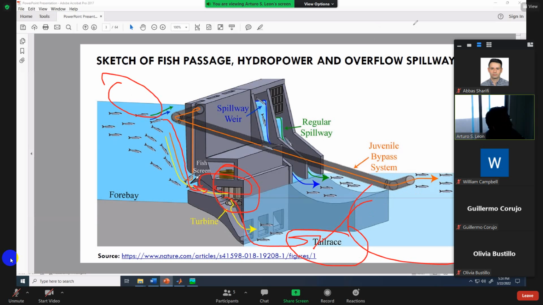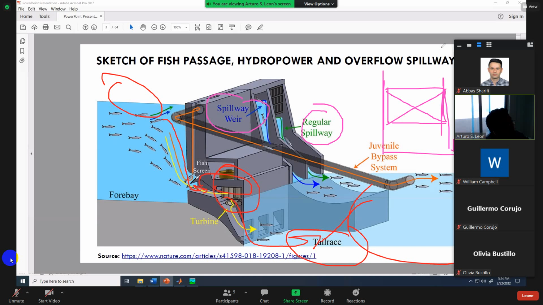So when we talk about spillways, we have two types of spillways. One is here, I'll try to show the color. So we have the spillway weir, and then we have a regular spillway. Whenever you have a spillway, you might have a gate. So this is a gate here, okay. This might be a gate.